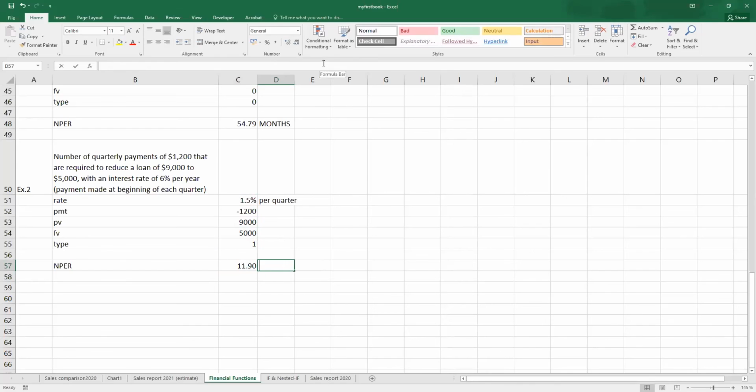So in this one, in the exam when you answer, you just answer that it's 11.90 quarters. You don't need to round it, leave it like that. So that means in this example we have to spend 11.9 quarters to reduce a loan from $9,000 to $5,000. Okay, so this is the NPER function.